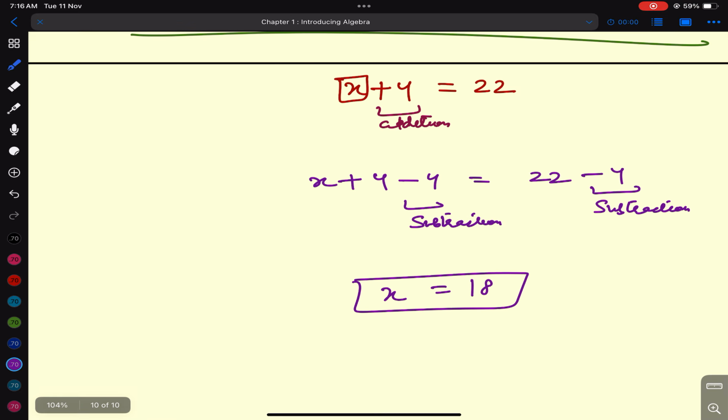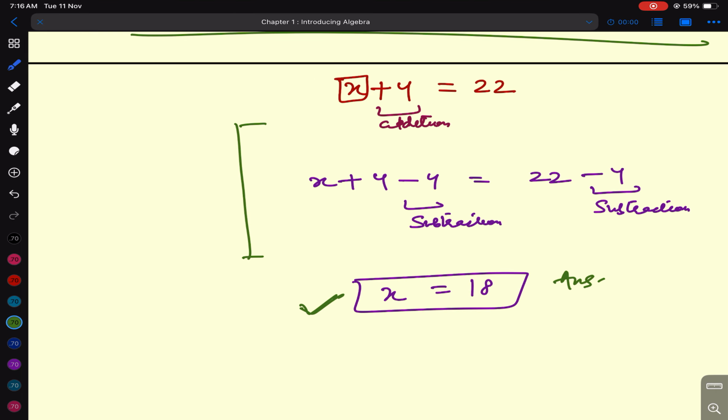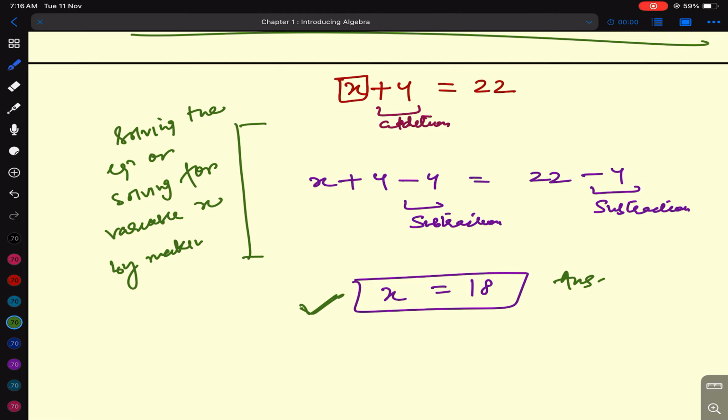So we have used subtraction, the inverse, on both sides, and that has led us to x equals 18. So what we did here is solve the equation for the variable x by making use of the inverse operation, which is subtraction. Clear? Now we have seen the example of subtraction and addition being the inverses of each other.